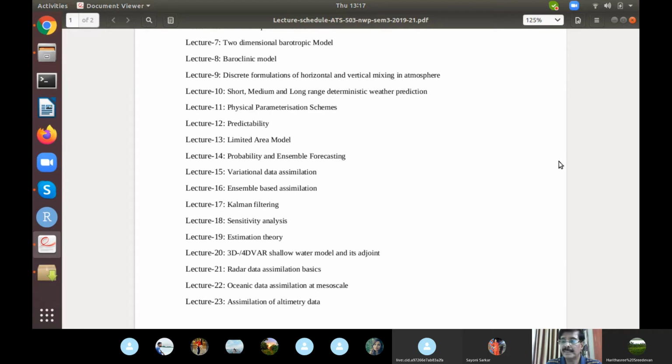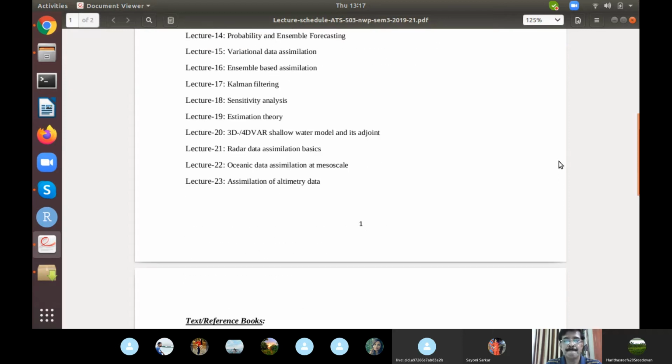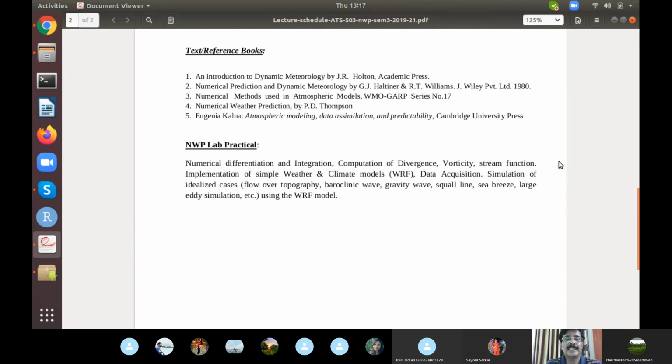Go down further, Arthasri. Scroll down. Yeah, and you can see the textbooks. You see Holton is there on the top, right? Holton is the Bible, so it is there everywhere, whether it is dynamic meteorology, modeling of atmospheric processes or NWP. Holton is one of the important reference books. Then Numerical Prediction and Dynamic Meteorology is by Haltiner and Williams. It's another very basic book on NWP.